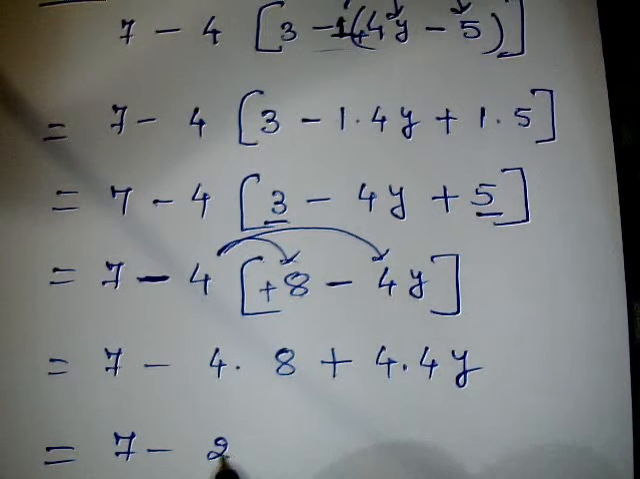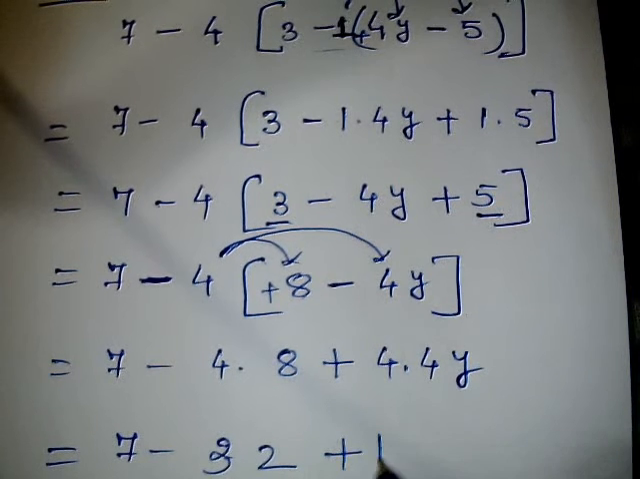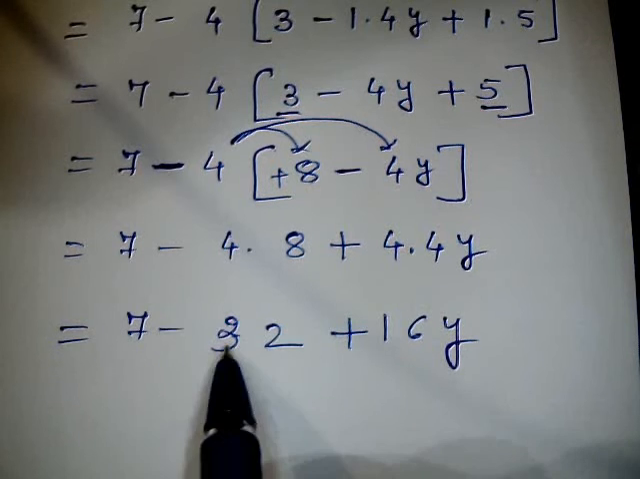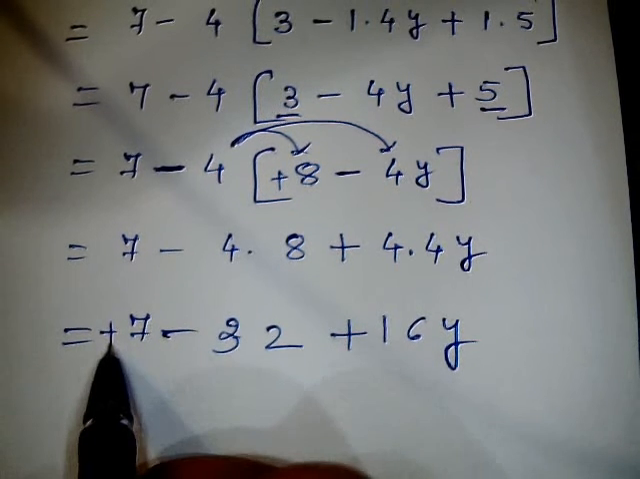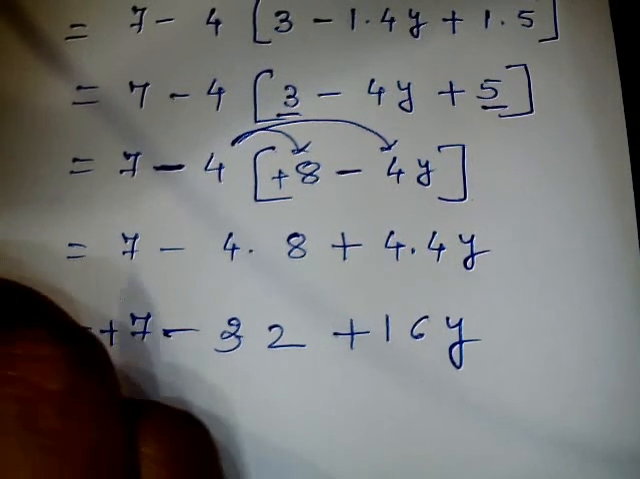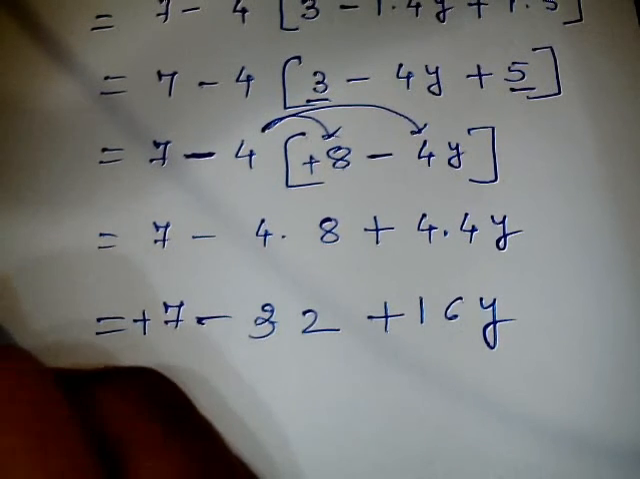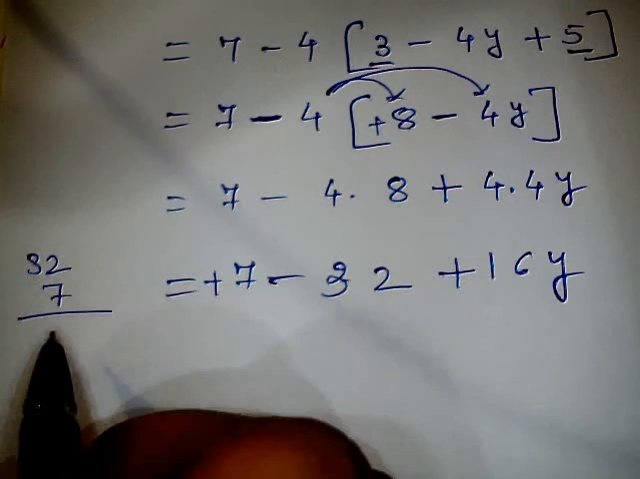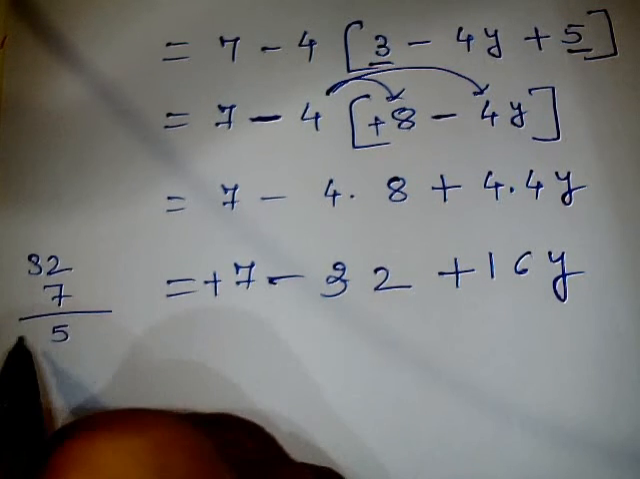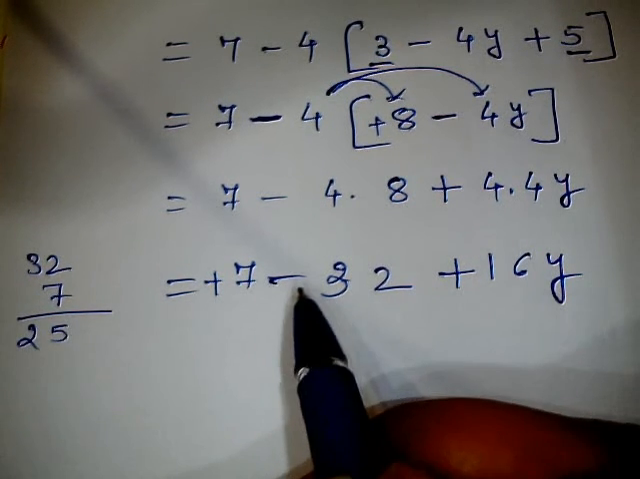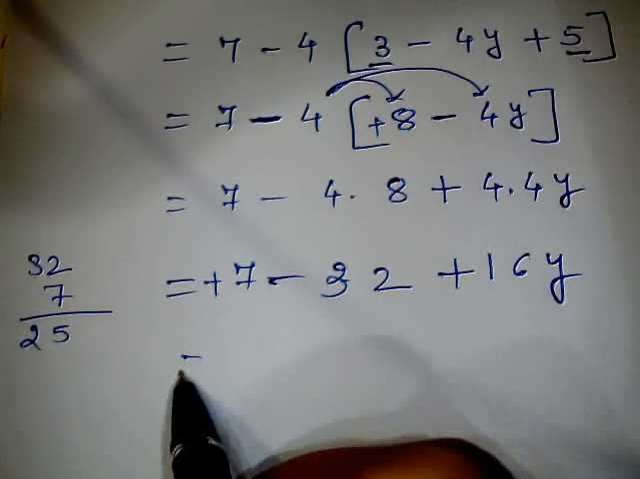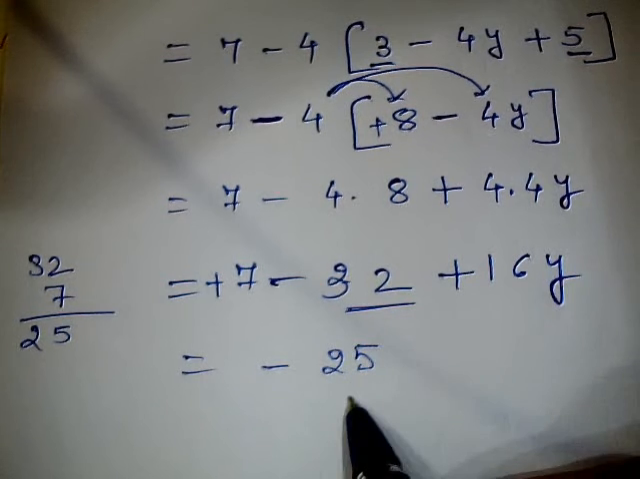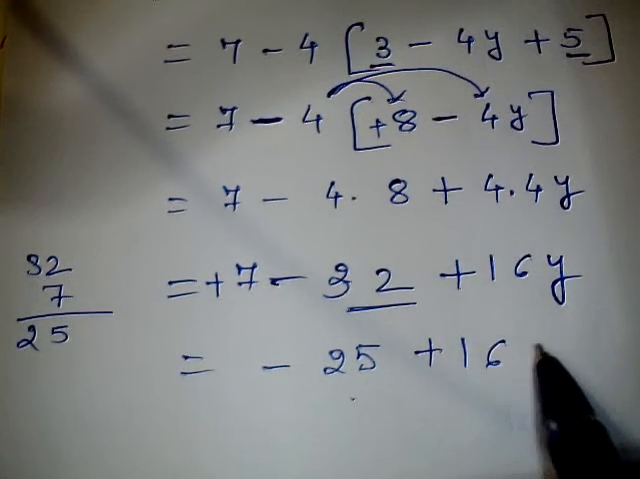This is negative 32 and this is positive 7, so one is positive and one is negative, then what will happen? Subtraction will happen. So from 32 you subtract 7, I have subtracted, so that is going to be 25. And which number is greater? The 32 was greater, so the remaining part is going to be negative. So negative 25 plus 16y is the answer. So this way you can solve the question. In the next video we will see more questions. Thank you.